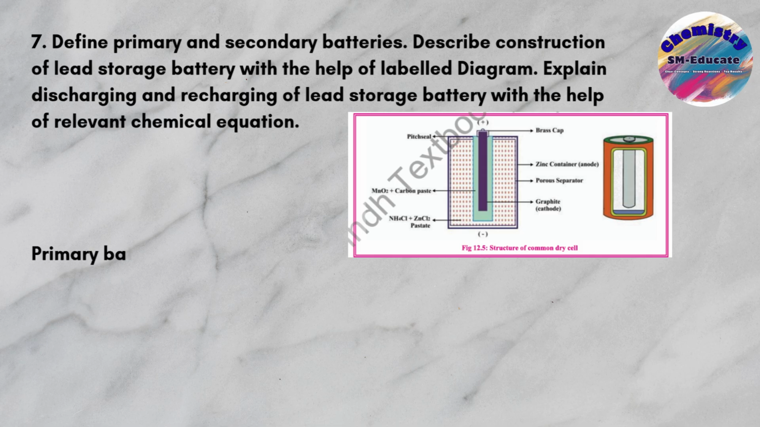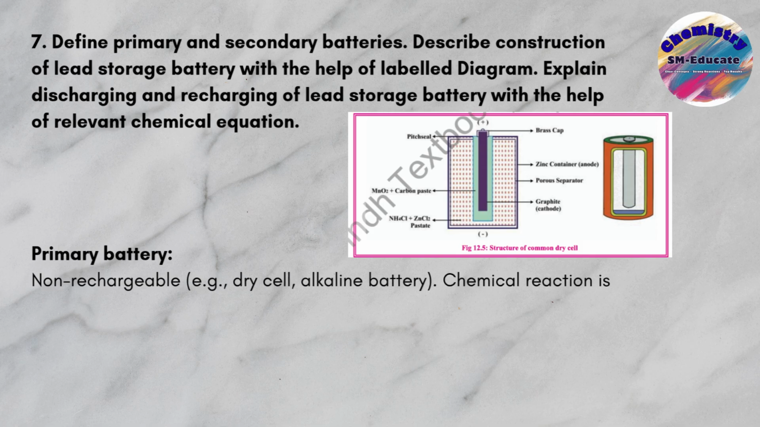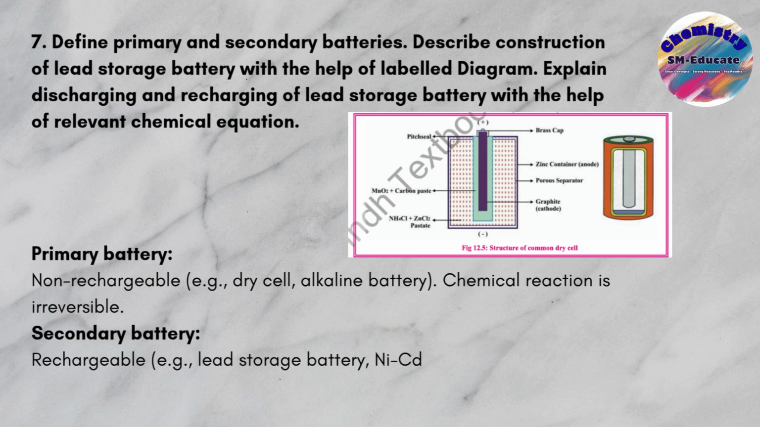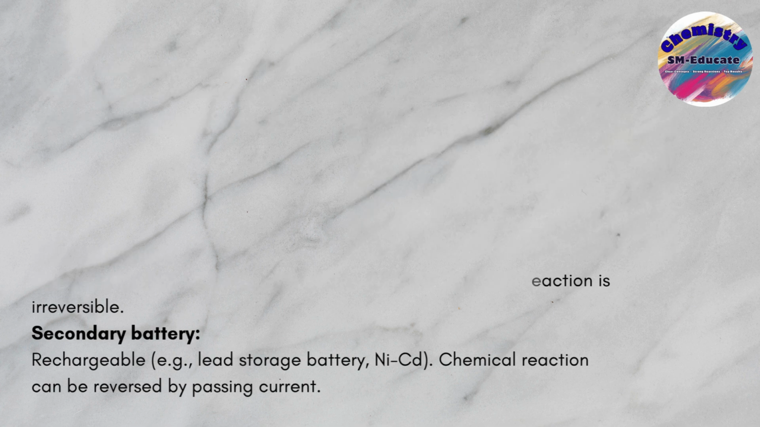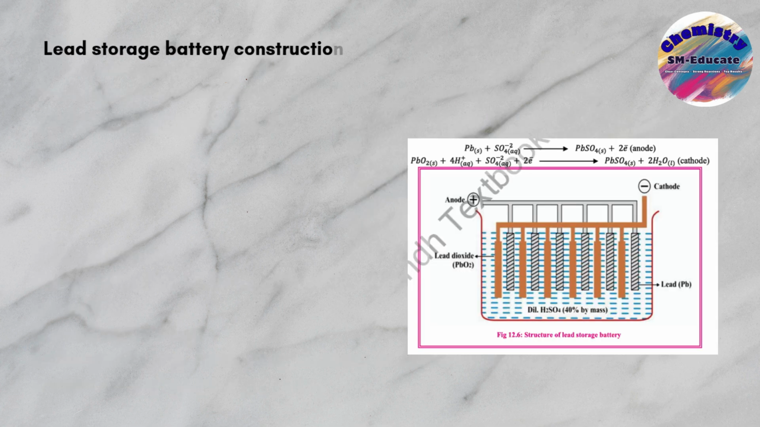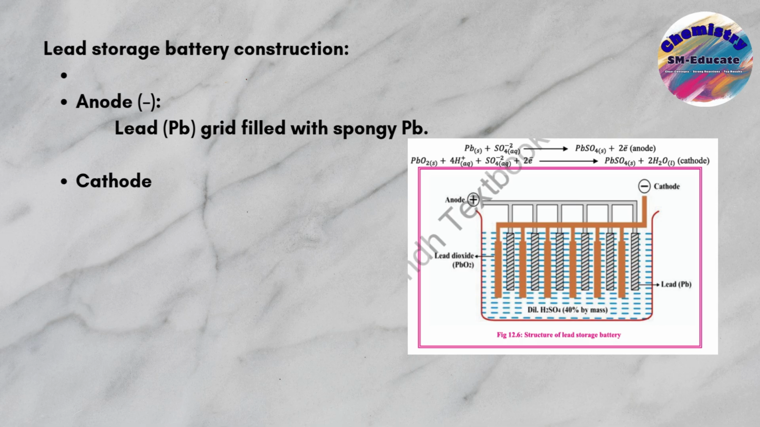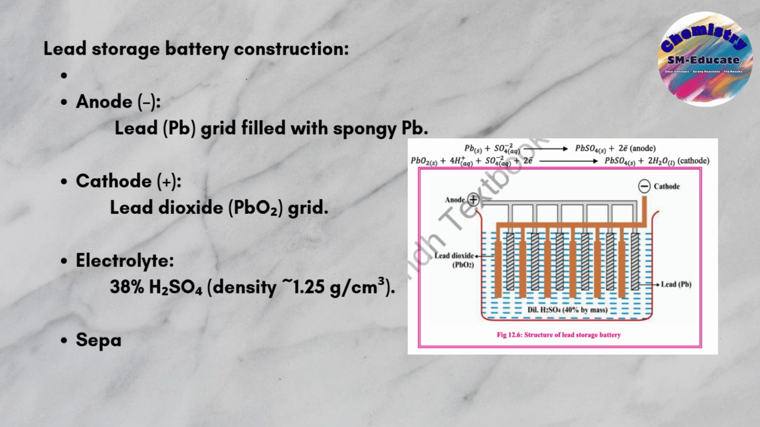Primary battery: non-rechargeable, e.g., dry cell, alkaline battery. The chemical reaction is irreversible. Secondary battery: rechargeable, e.g., lead storage battery, NiCd. The chemical reaction can be reversed by passing current. Lead storage battery construction: anode, lead (Pb) grid filled with spongy Pb. Cathode, lead dioxide, PbO2 grid. Electrolyte, 38% H2SO4, density 1.25 g/cm^3. Separator, porous material to prevent short circuit.